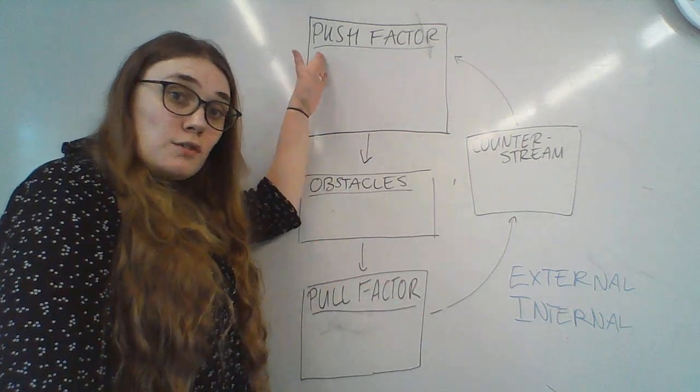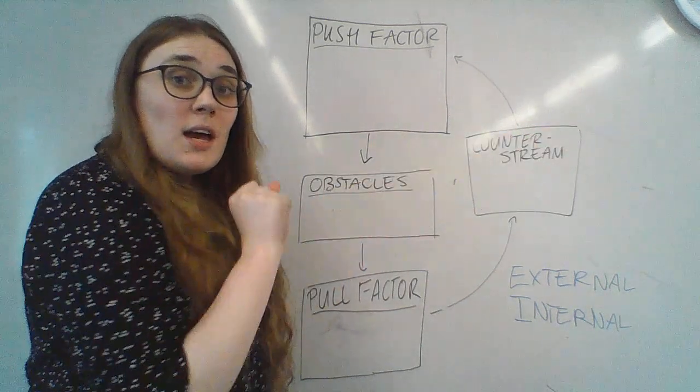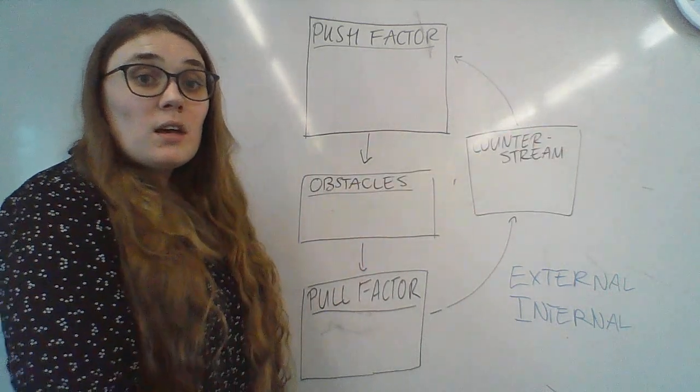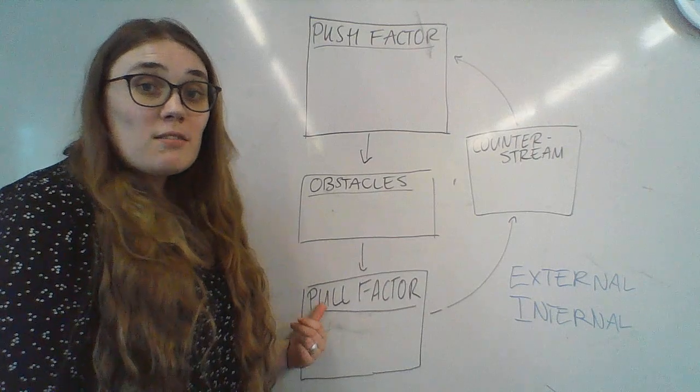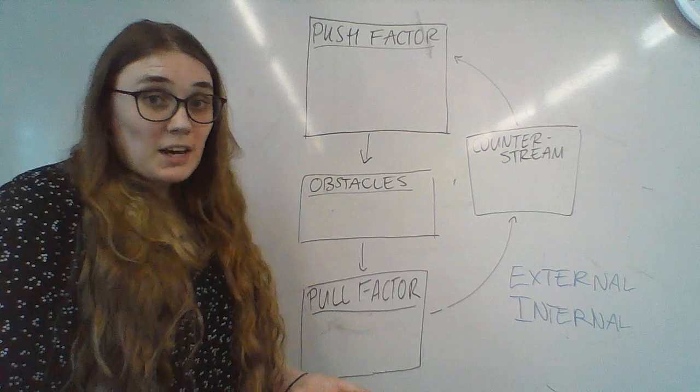So, a basic population migration model looks like this. You have push factors. These are the factors that push people out of where they're already living. You have the pull factors down here, the things that are attracting them to a new location.